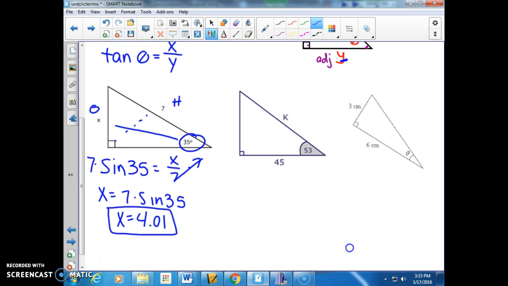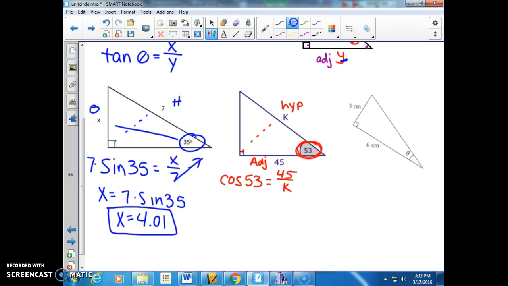For the second problem, I'm given this angle this time, just like I was before. And I'm going to label, so 45 is what I'm given, and it's attached, but it's not the hypotenuse. So my hypotenuse is K, and my attached one is the adjacent. This time I'm going to use A and H, which is cosine. So the cosine of 53, we plug in that angle measure. And now we do A over H, so 45 over K.